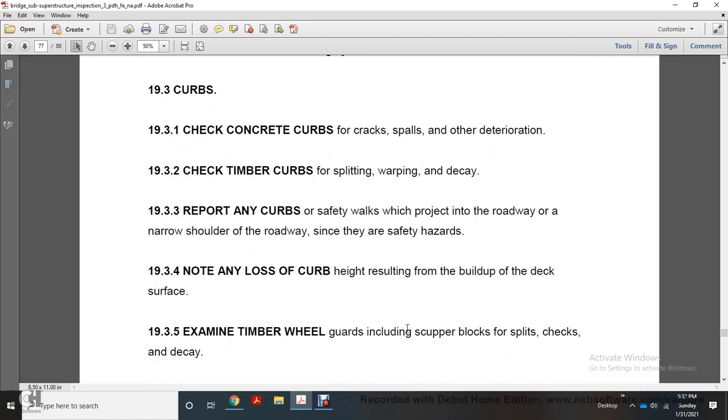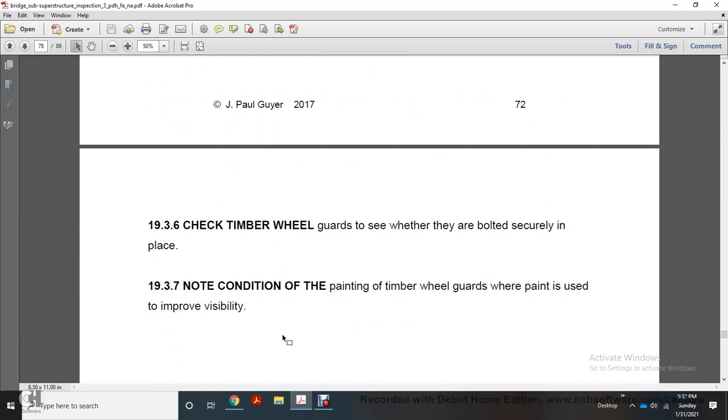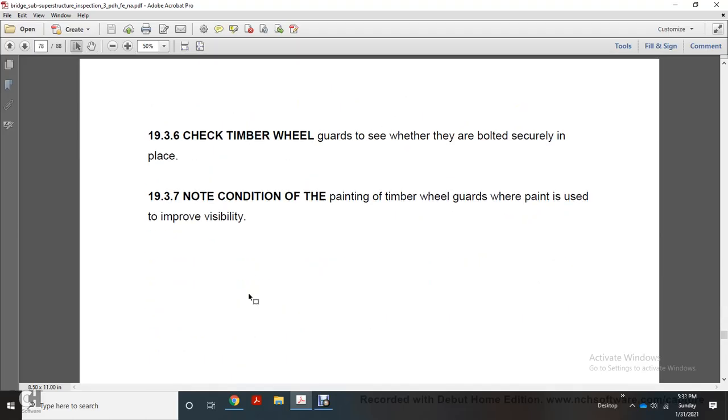Examine the timber wheel guards, including scupper blocks, for splits, checks, and decay. Check the timber wheel guards to see whether they are bolted and secure in place. Note the condition of the paint on the timber wheel guards, and whether paint is used to improve visibility.